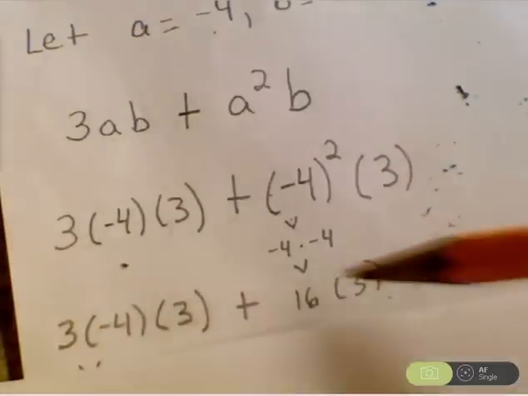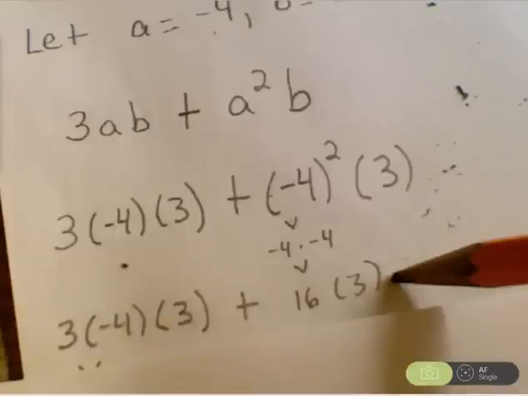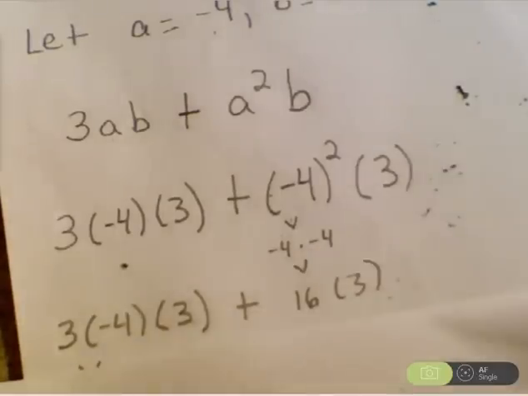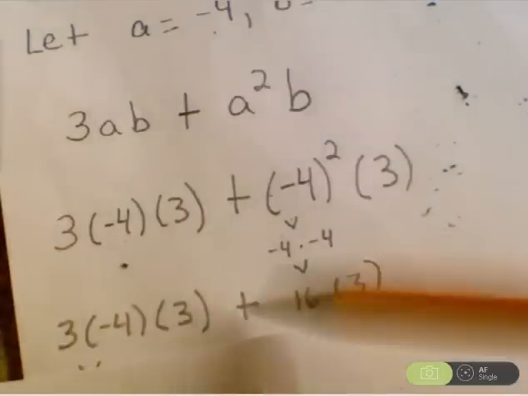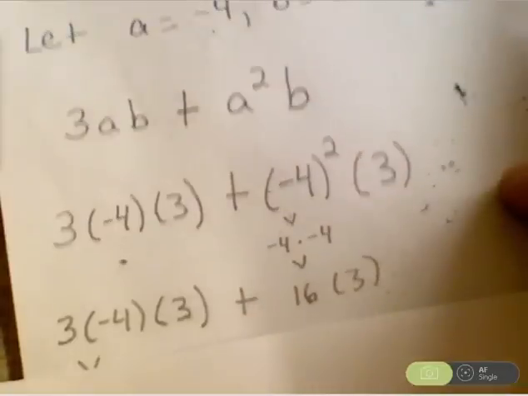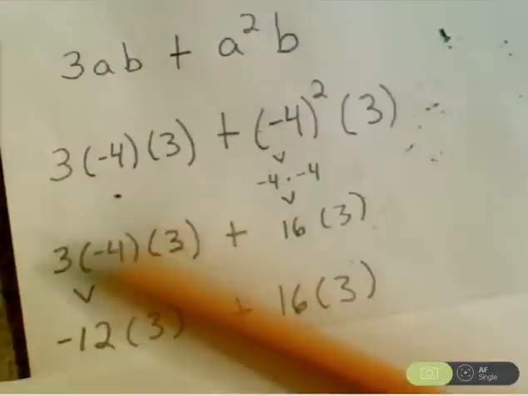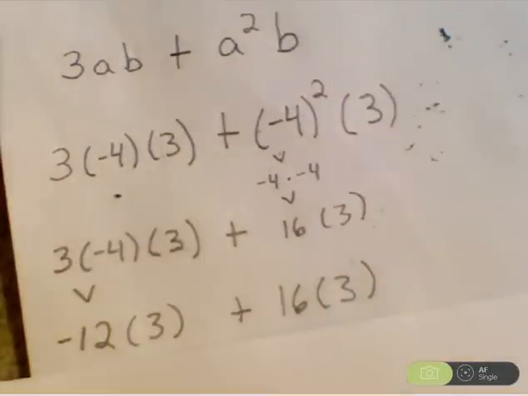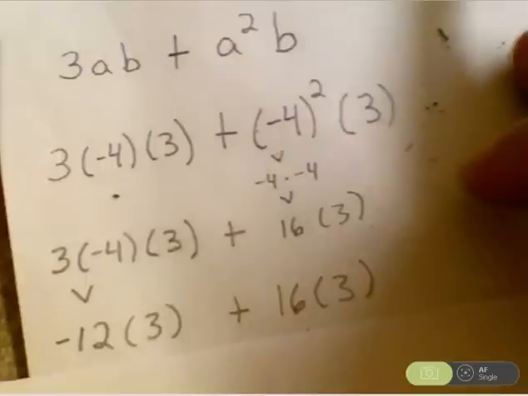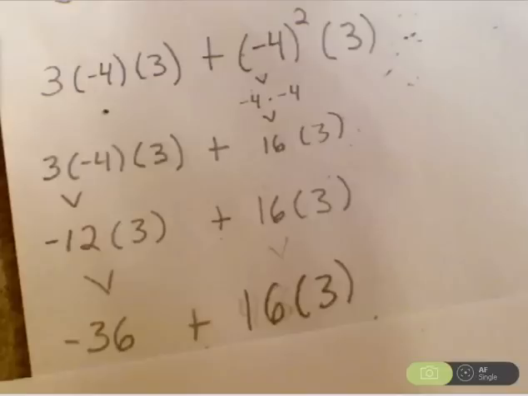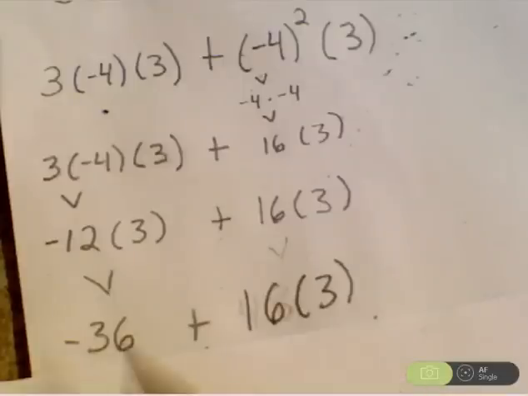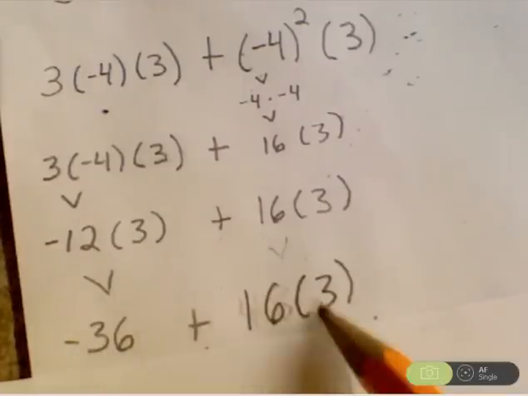Right now, I have a bunch of multiplication with an addition sign. So I'm going to do all my multiplication from left to right first before I worry about this addition sign. I have 3 times negative 4, which is negative 12 as my next step. Again, I'm just taking it step by step. Now I have negative 12 times 3 plus 16 times 3. Negative 12 times 3 is negative 36. Now I have negative 36 plus 16 times 3.